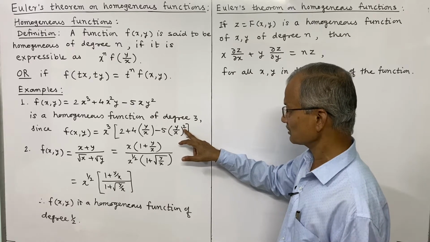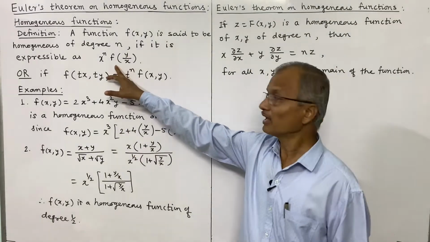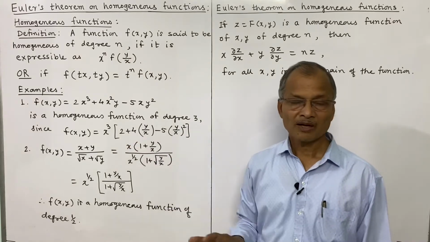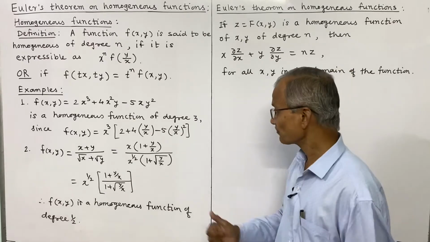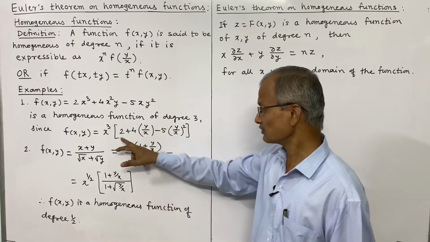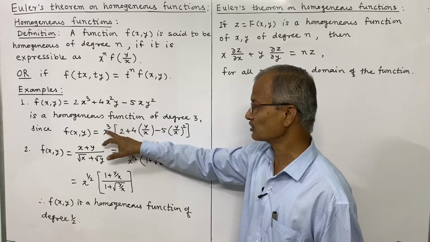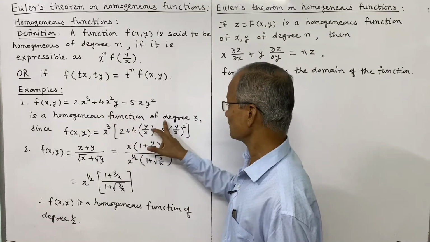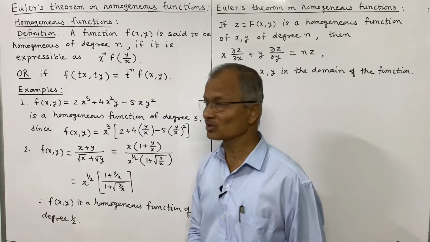Thus this is in the form x power n times a function of y upon x. Each term is written as a function of y upon x, meaning each term is in the form of y upon x, or the square of y upon x, or a constant. So this is a function of y upon x, and the outside term is x cube, and therefore n is the degree, and thus 3 is the degree of this function.